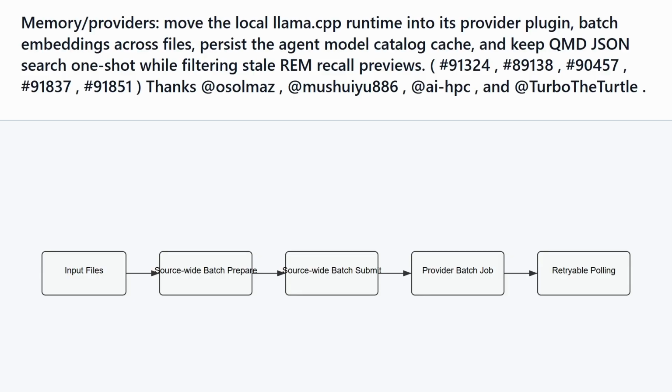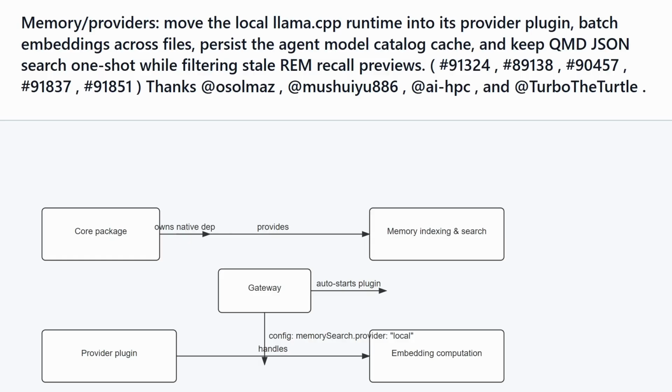The CLI shows source-wide batch repair and source-wide batch submit logs when batching activates. For a workload with 833 memory files and 495 session transcripts, it submits one provider batch job with 1,328 chunks. Inline embedding requests drop to 0. Polling progress reports show increased wait times between status checks, confirming backoff behavior.